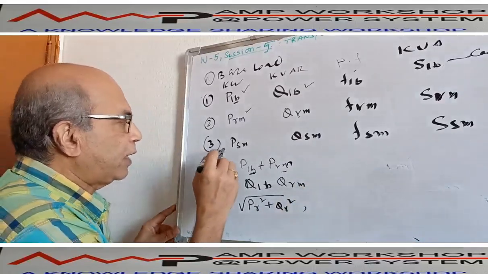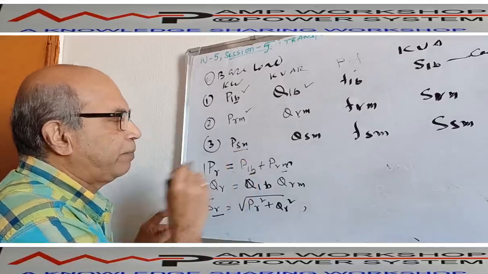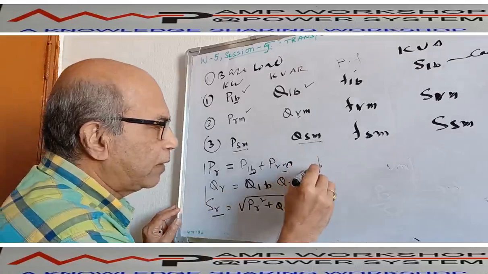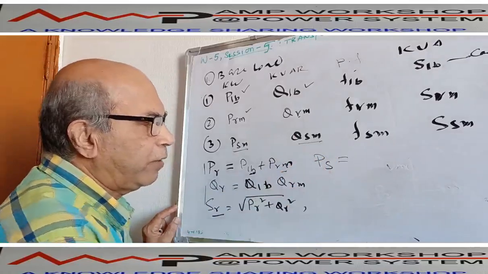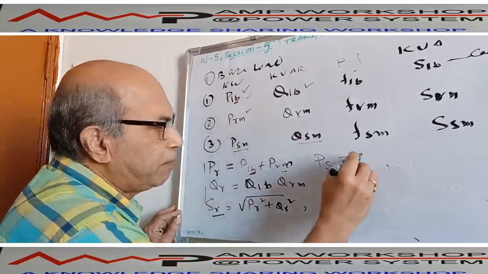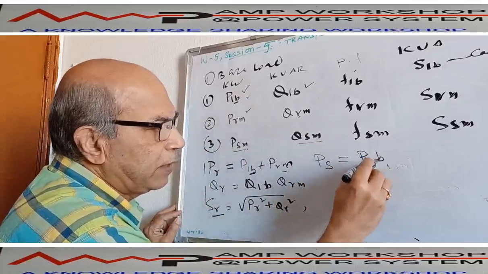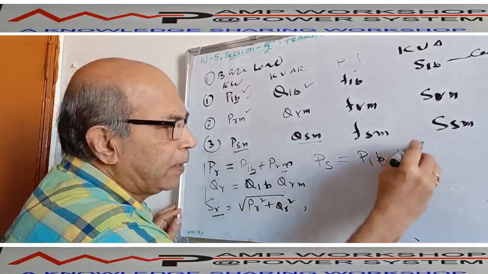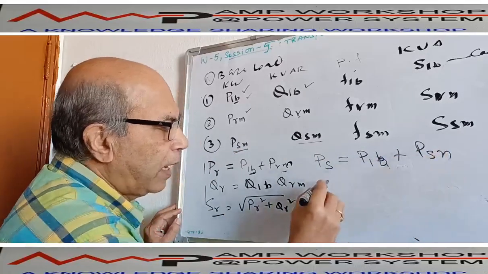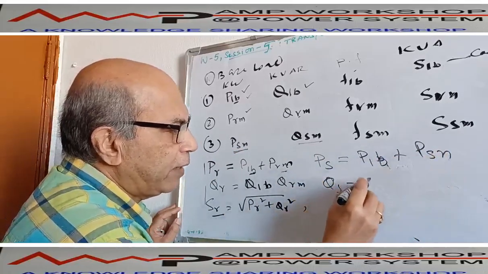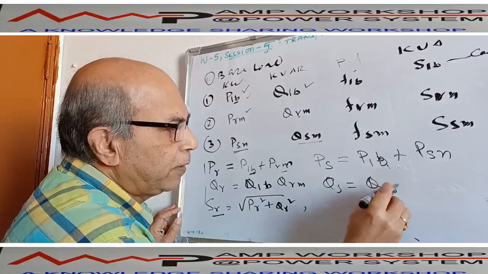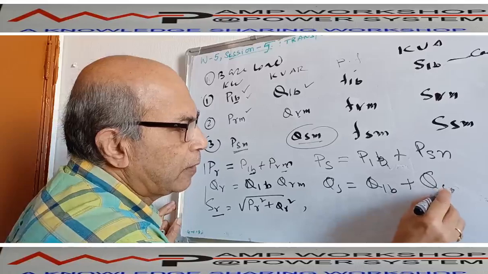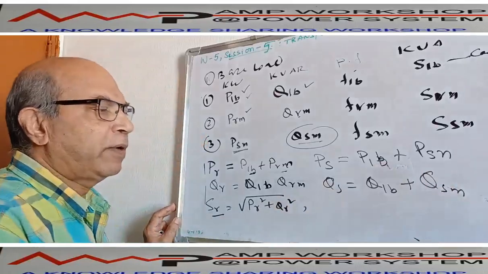Now, during starting, how much active power is required? PSM. How much reactive power is required? QSM. So how much total starting power is required? The kilowatt required is the base kilowatt P1B plus the starting kilowatt PSM. And how much starting KVA is required? That is Q1B plus QSM. We can calculate from here.